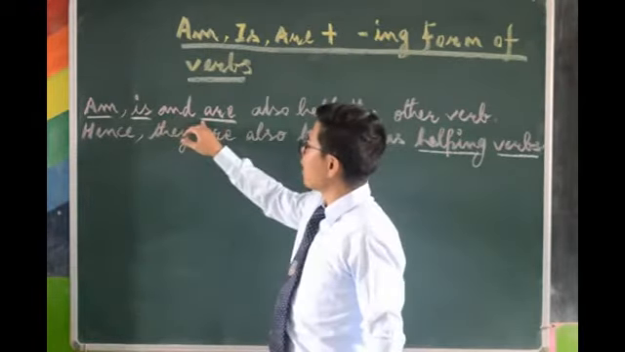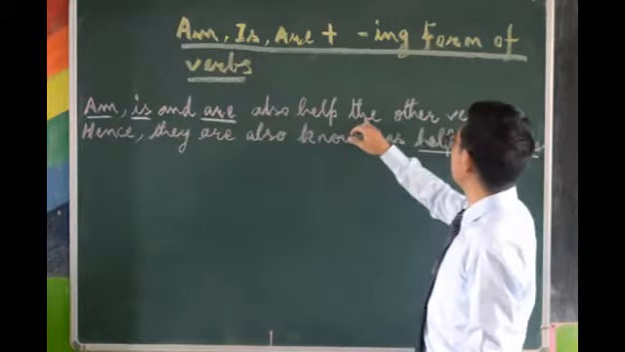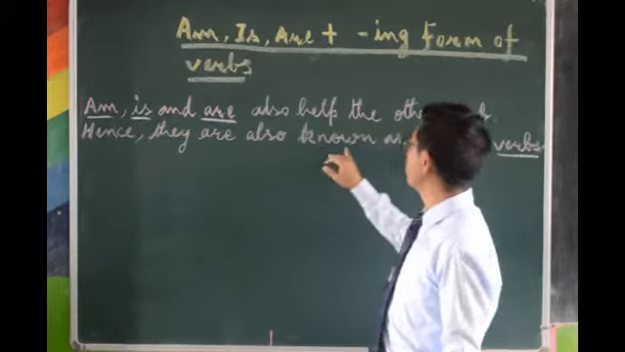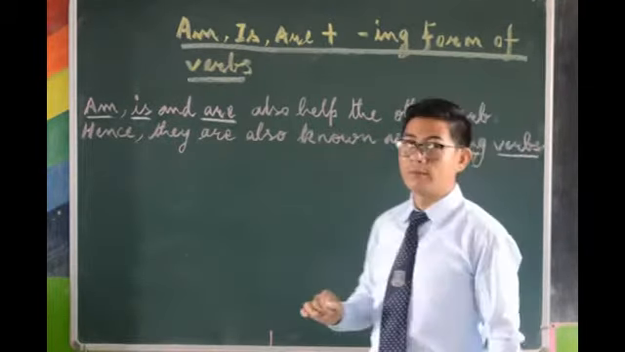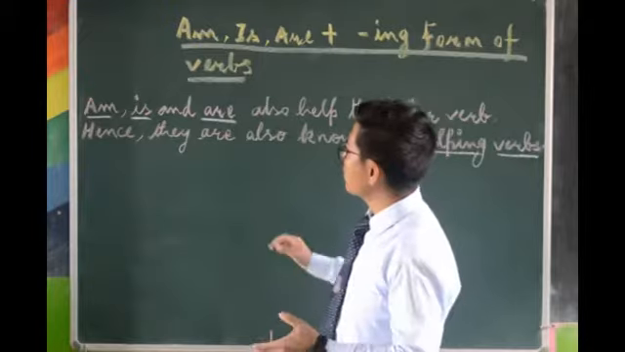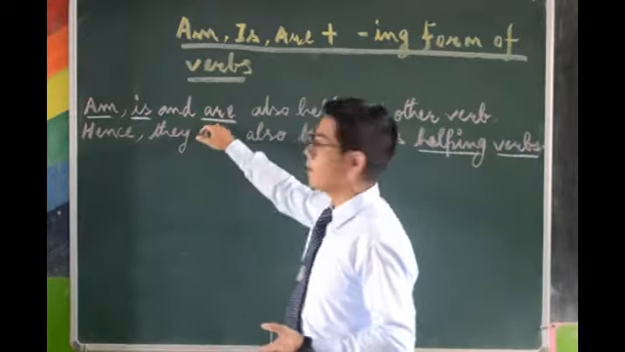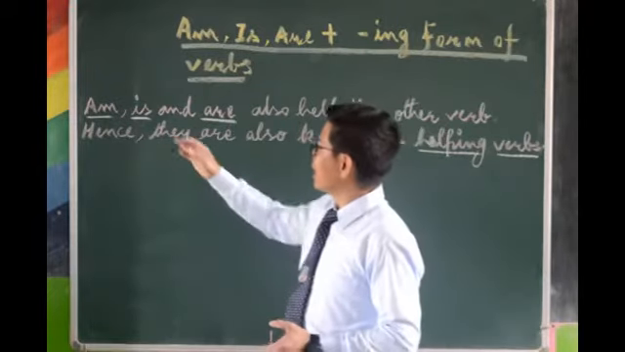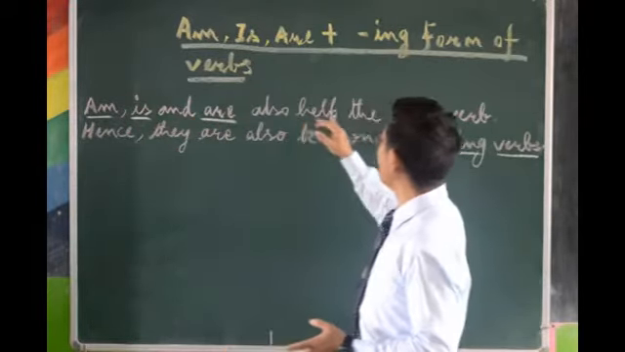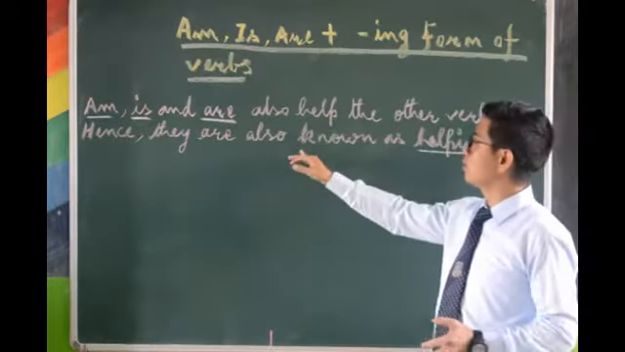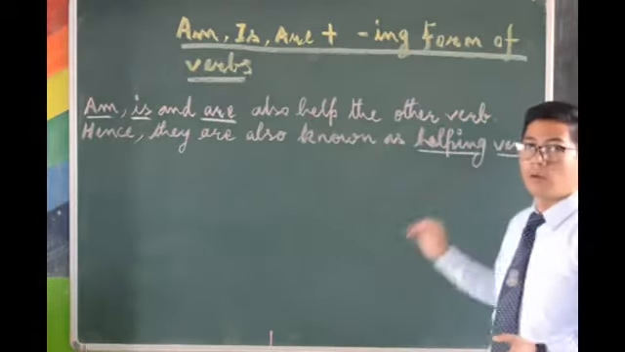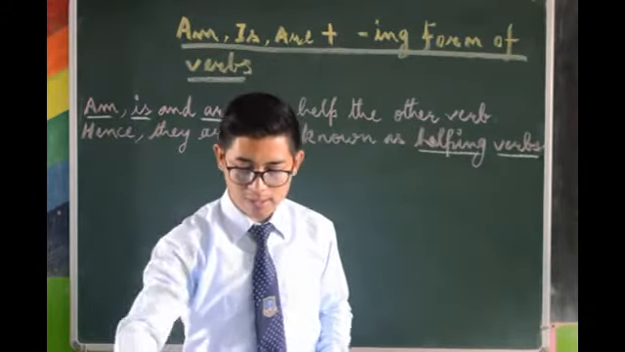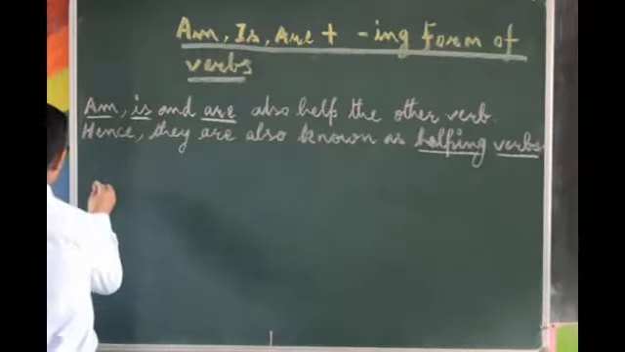Am, is, and are also have the other verb, and hence they are also known as helping verbs. In our previous class we learned that am, is, and are are called being verbs. Now in this chapter we learn that they also have other verbs, hence they are also known as helping verbs. To understand this, let me give you one example.